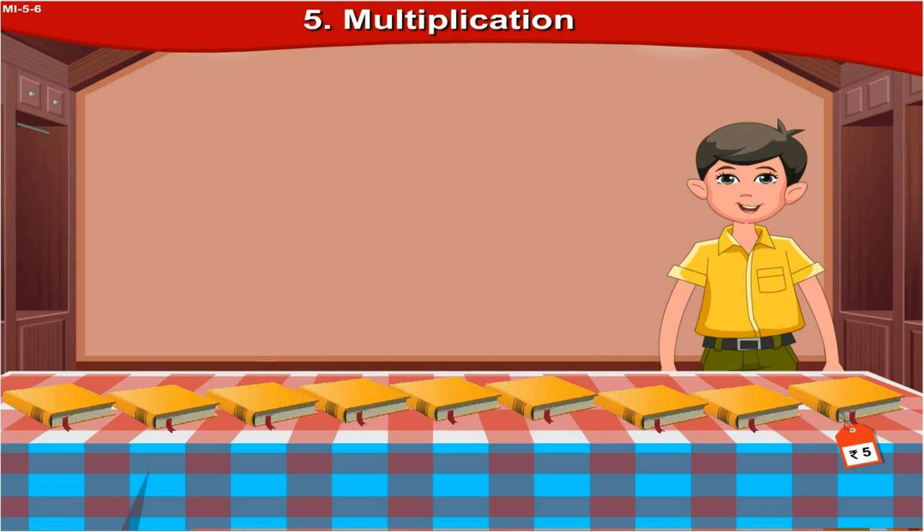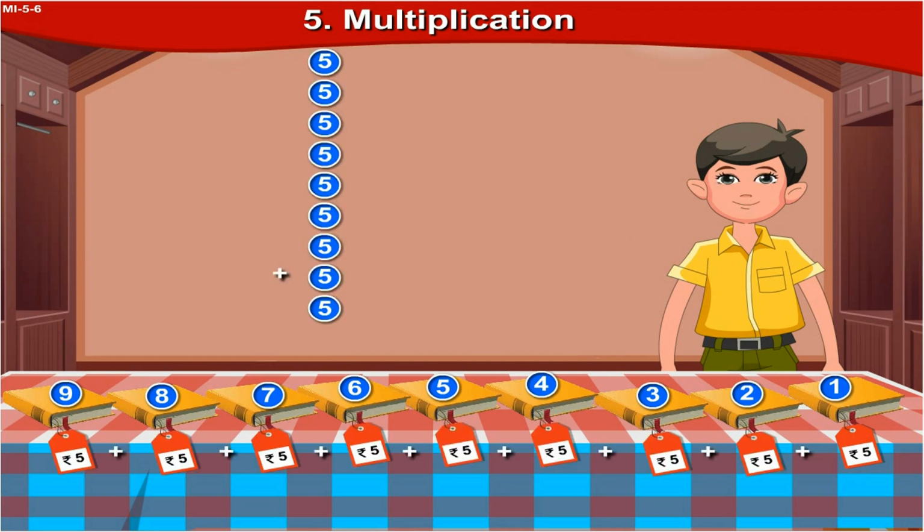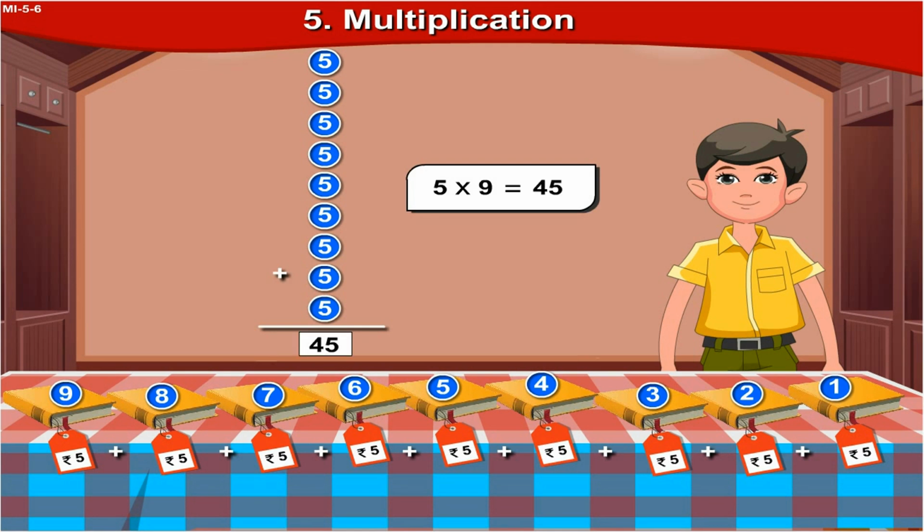One notebook costs rupees 5. And we have to find the cost of 9 such notebooks. An addition of 5 taken 9 times means 5 multiplied by 9. Now 5 multiplied by 9 is equal to 45. Hence, the cost of 9 notebooks is rupees 45.